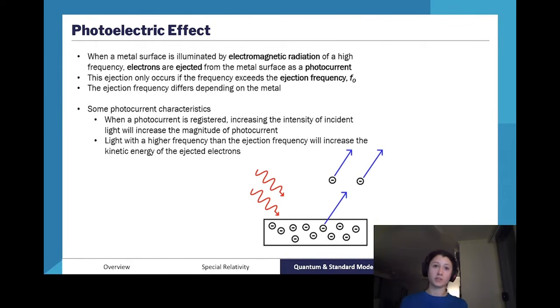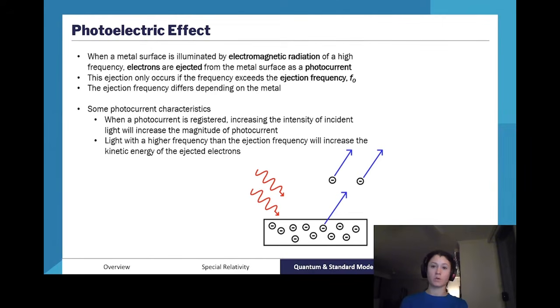So, essentially what we have so far is we have a metal surface, right? We have light being shone at this metal surface. If the frequency of the light is high enough, then the light is actually going to detach electrons from the metal, and these electrons are going to run around our electrical circuit to create a current, which we call photocurrent. However, if our frequency of the light is too low, then no electrons will be ejected.